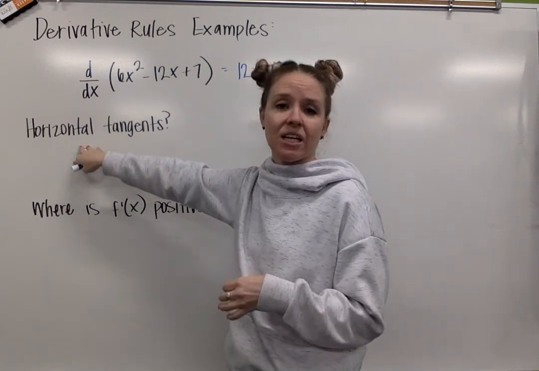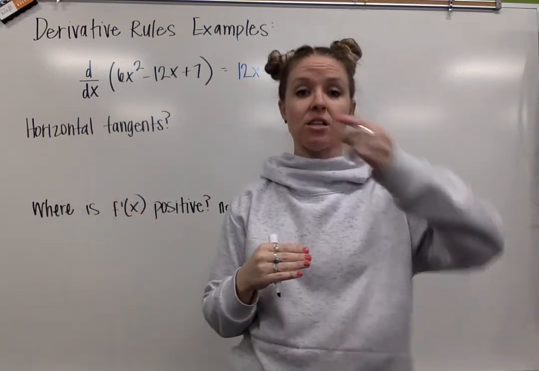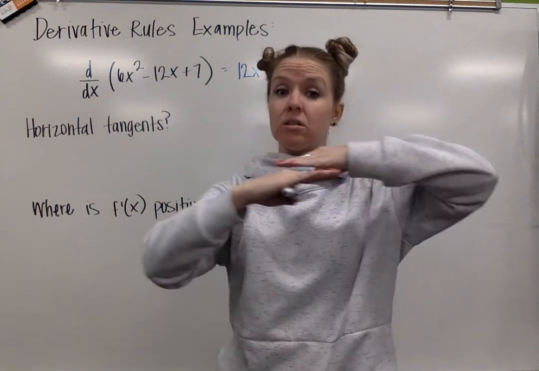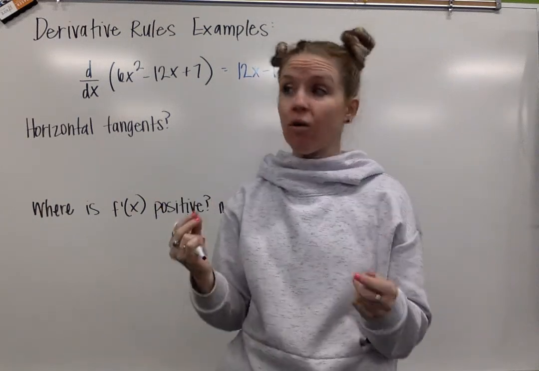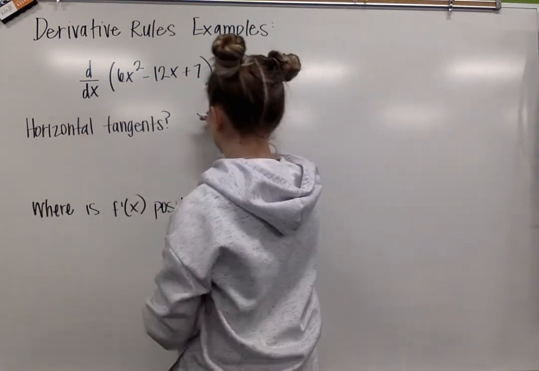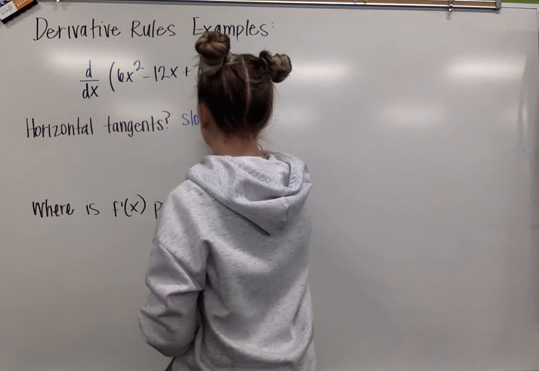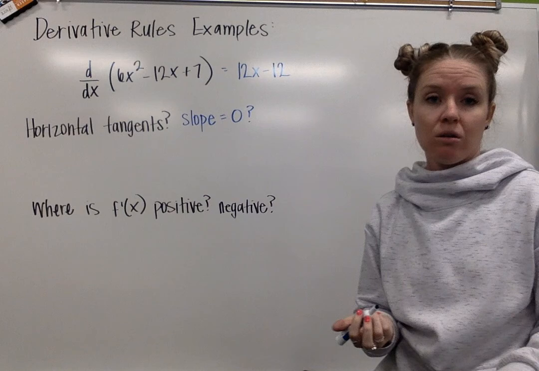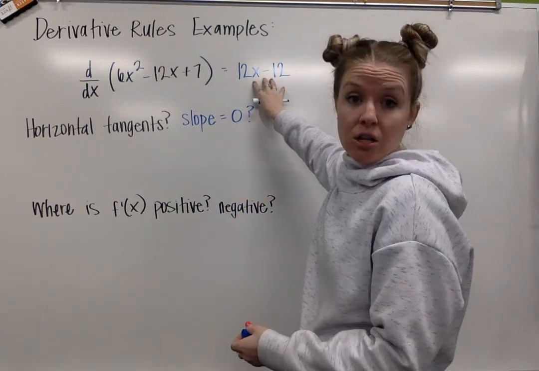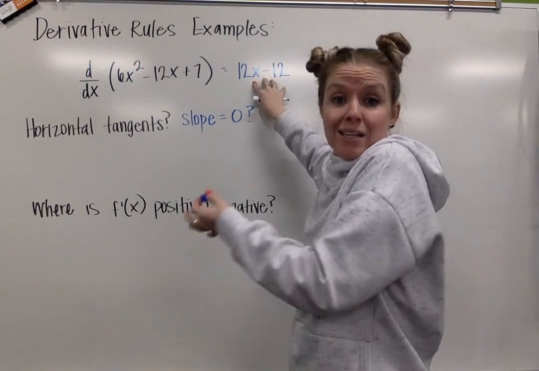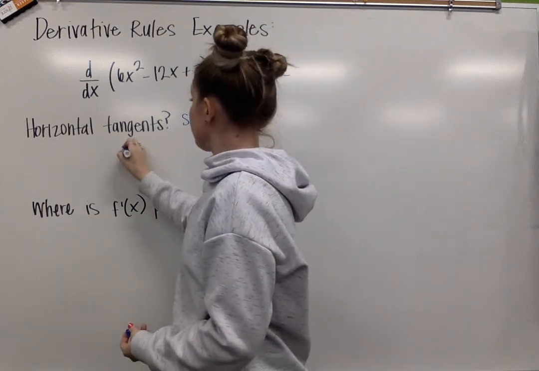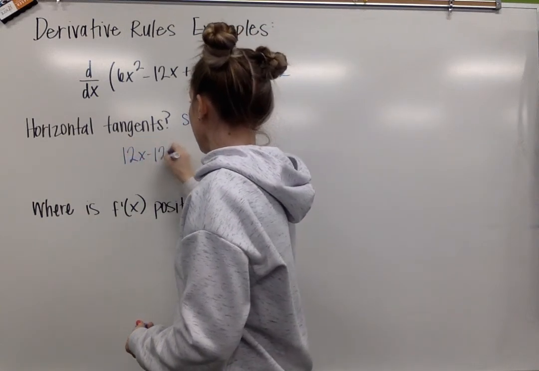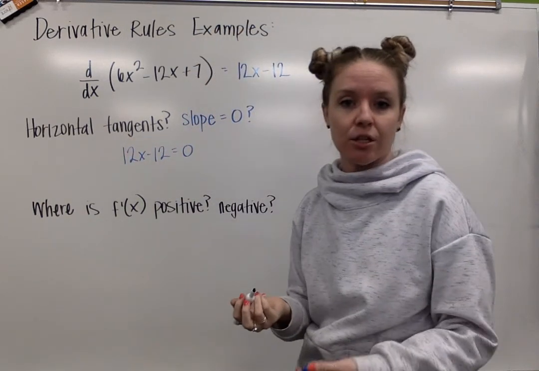So when it starts asking where are the horizontal tangents, horizontal tangents are horizontal lines. The slope of a horizontal line is 0. So what we're doing is we want to know where is the slope equal to 0. So here's all my slopes. So I want to know when does my slope equal 0. So I'm going to take 12x minus 12, set it equal to 0 and solve.